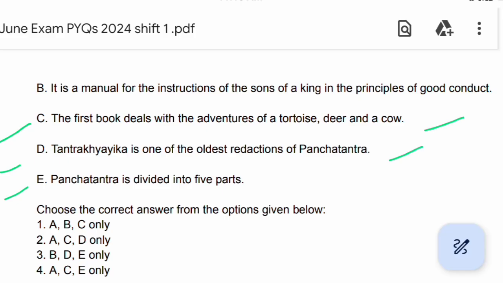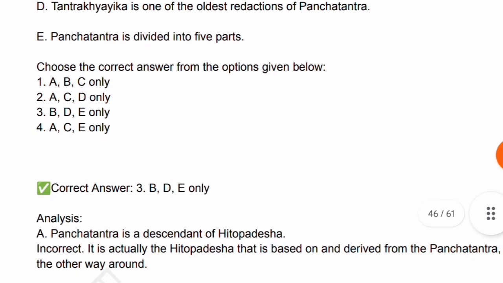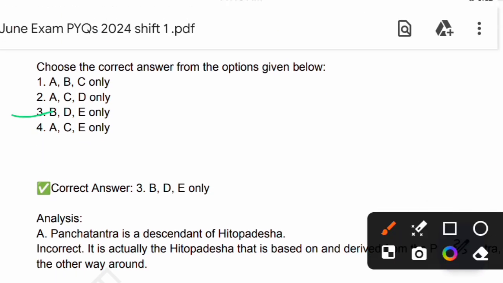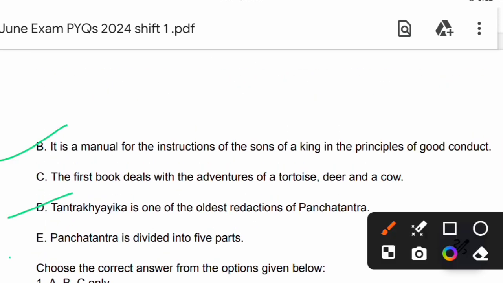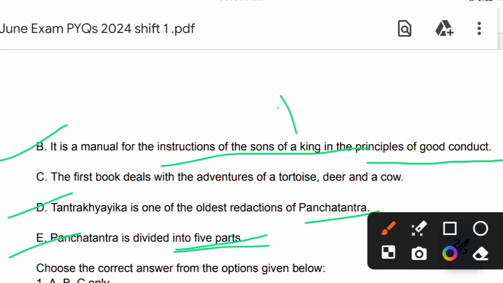So the correct answer of this question is, let's see, option 3, B, D and E only. Option B: it is a manual for the instructions of the sons of a king in the principles of good conduct. D: Tantrakhyayika is one of the oldest recensions of Panchtantra, and E: Panchtantra is divided into five parts. Panch means five, right? Okay.